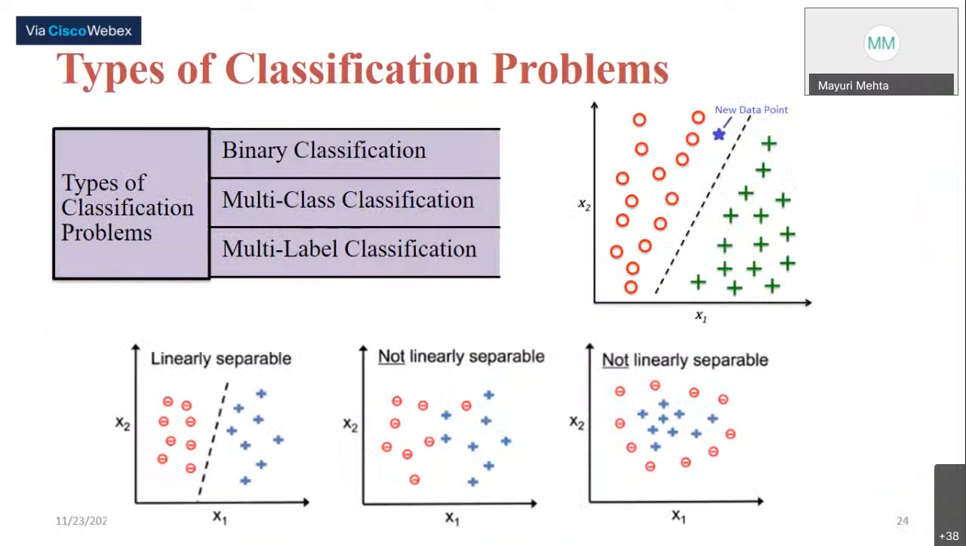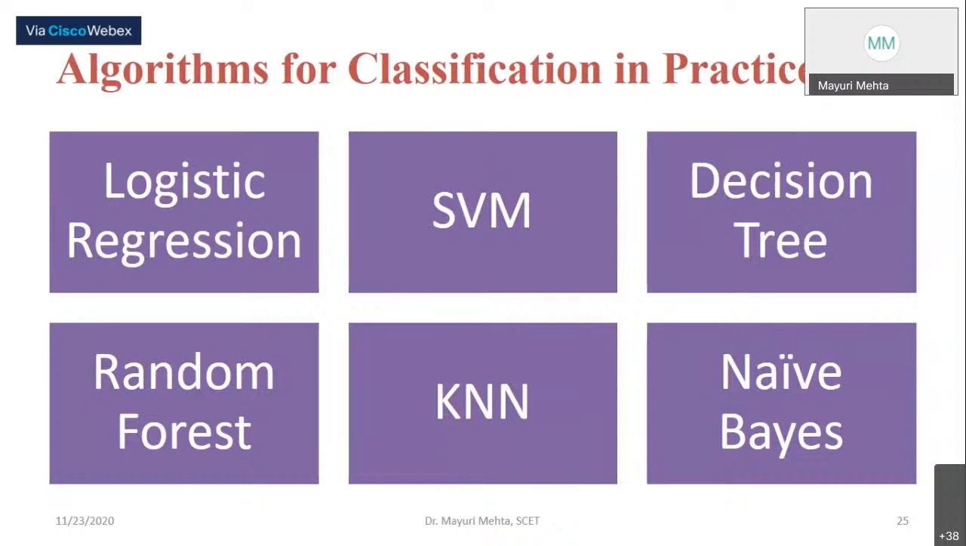These are the types of classification problems. Now, these are the various algorithms that can be used to solve the classification problems. In practice, it is always recommended to try and compare different algorithms' performance. It is not suggested that for a particular type of problem you should go for logistic regression or SVM or decision tree, right?